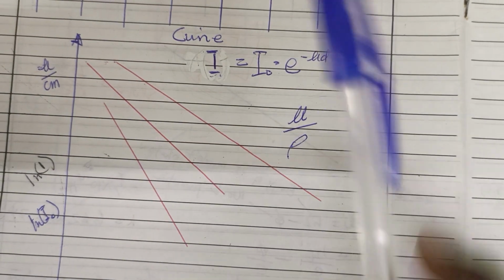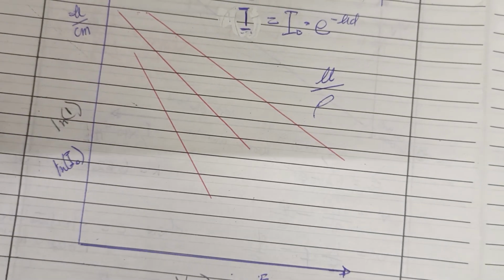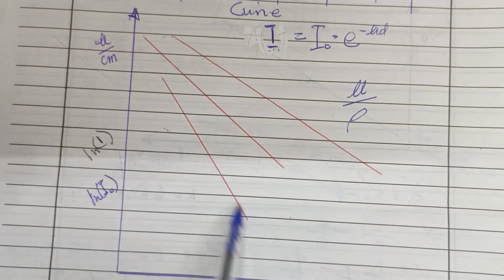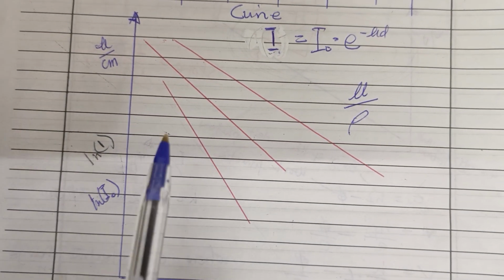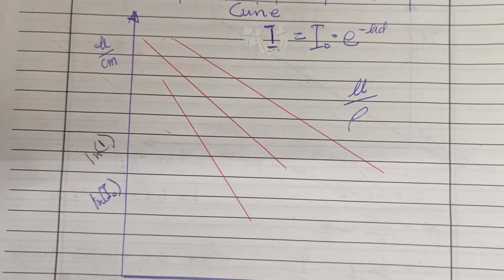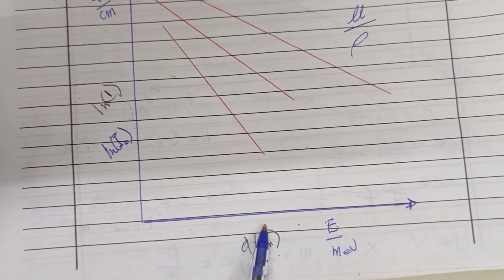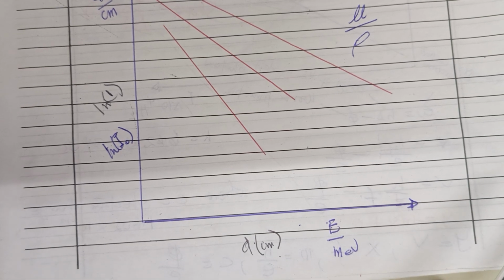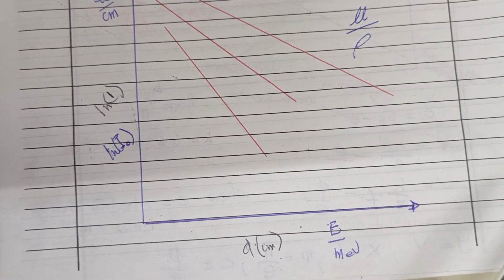So this is how the graph is supposed to look. Depending on what you are plotting, if you are plotting I against D, it will still look like this. If we are plotting I naught against D, it will also still look like this. Now this experiment is also known as the inverse square law.